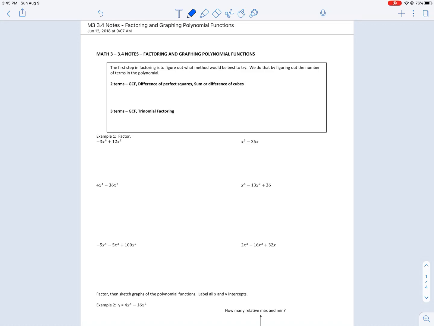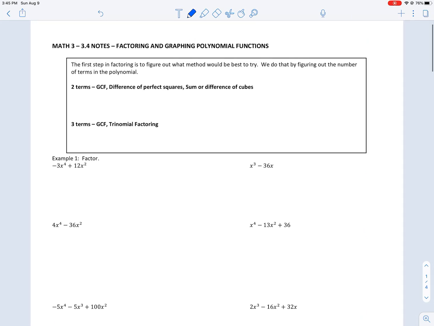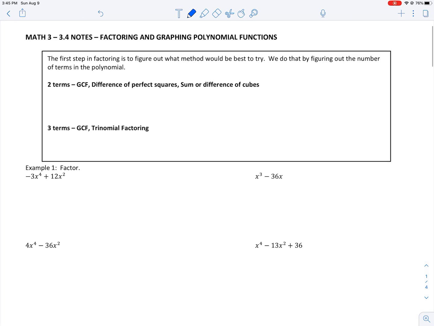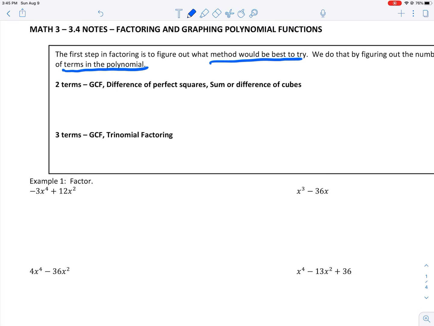Today we are working on notes 3.4, factoring and graphing polynomial functions. So the first step to factoring is to figure out what method you should try. We do that by figuring out the number of terms in the polynomial. So if it has two terms: GCF, difference of perfect squares, sum or difference of cubes. Three terms: GCF, trinomial factoring.